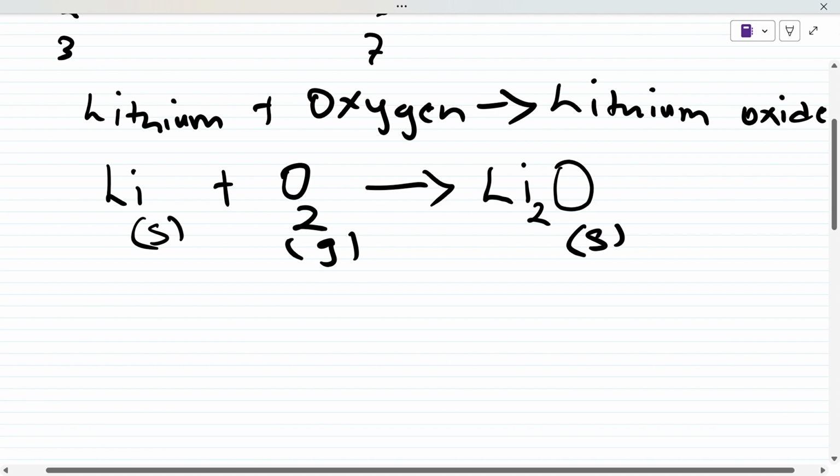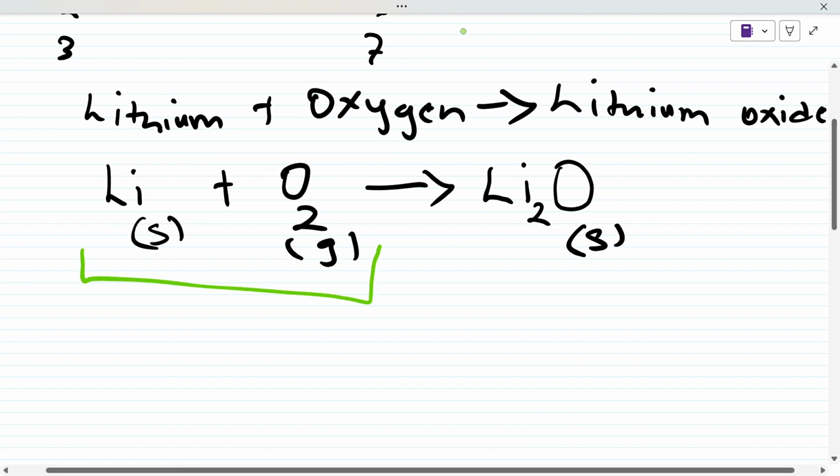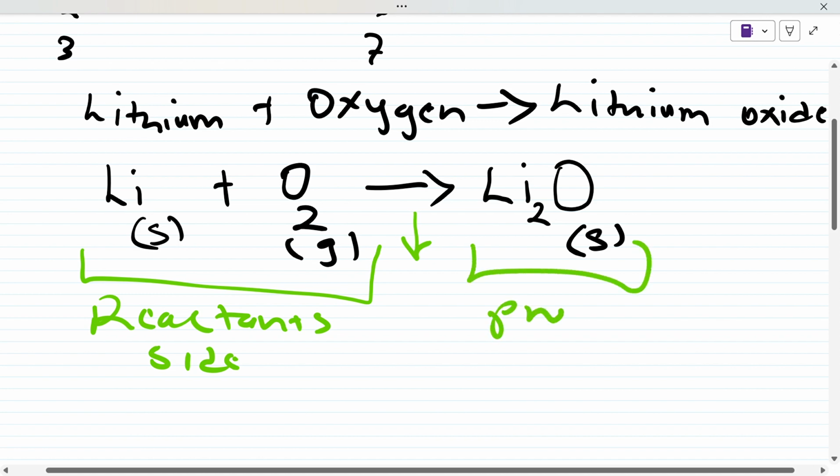How do I balance a chemical equation? To balance a chemical equation, you really need to ensure that each and every element on the reactant side, this side before the arrow, is called the reactant side. And this one is the product side.